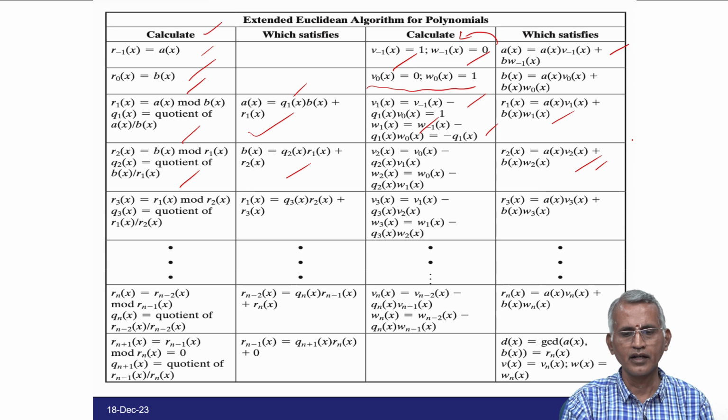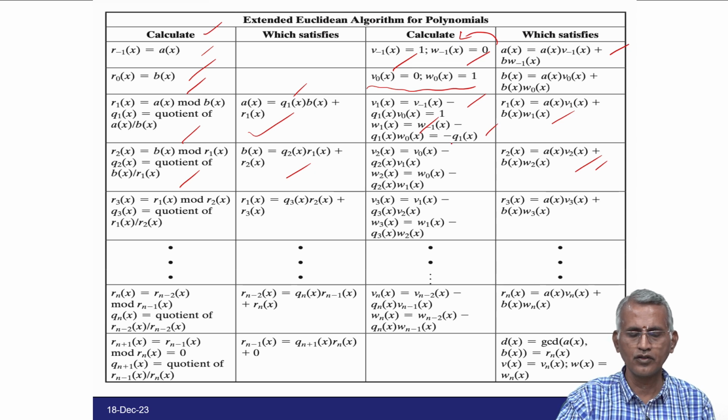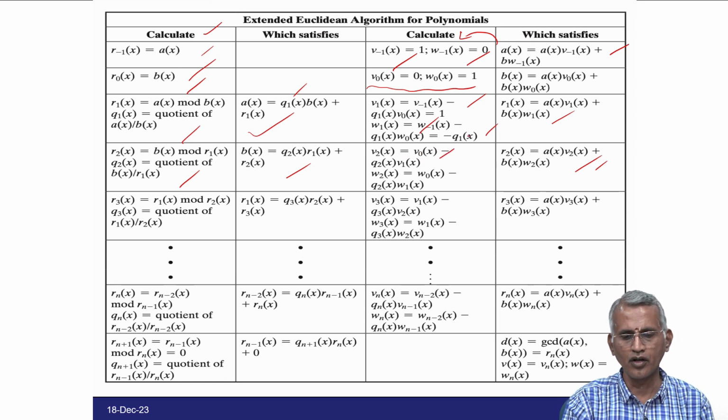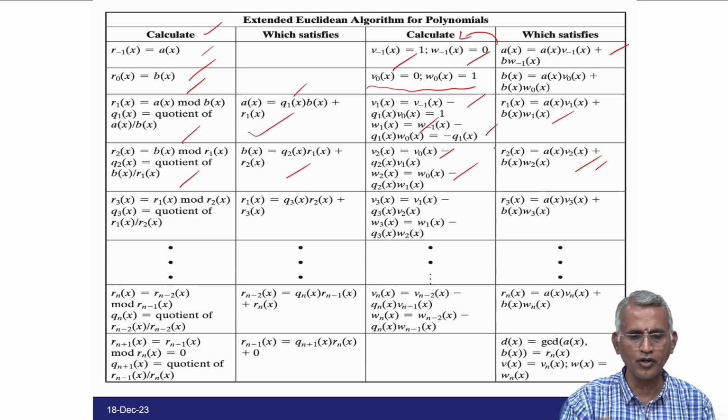So, we can calculate v2 of x equal to v0 of x minus q2 of x into v1 of x, and w2 of x equal to w0 of x minus q2 of x into w1 of x, and then r3 of x equal to r1 of x under modulo r2 of x, and q3 of x is equal to the quotient of r1 of x by r2 of x.